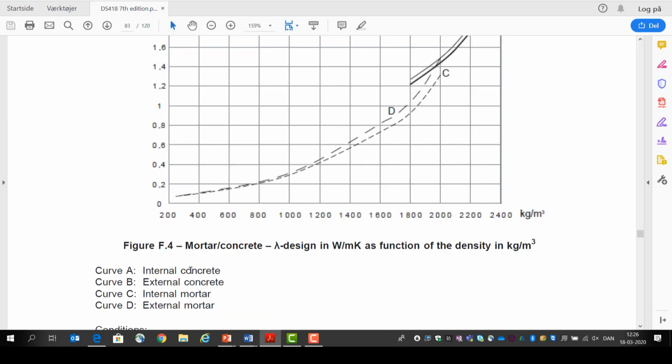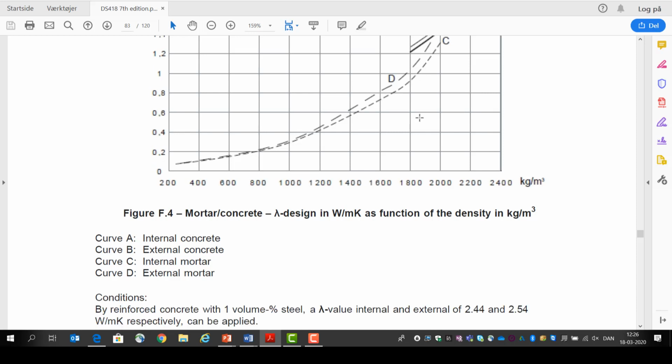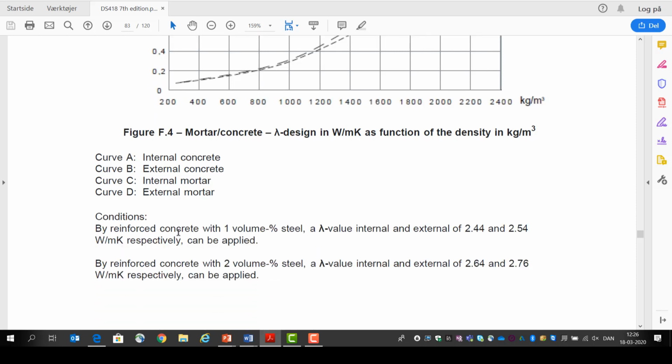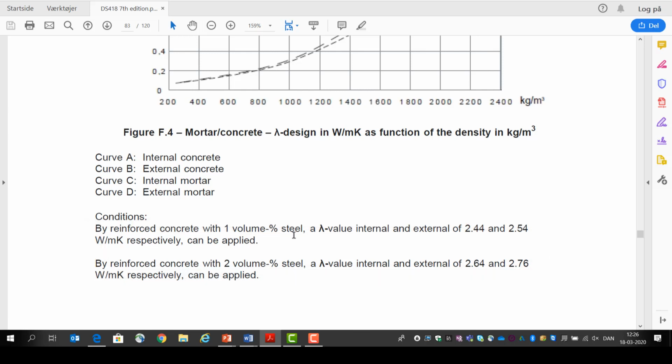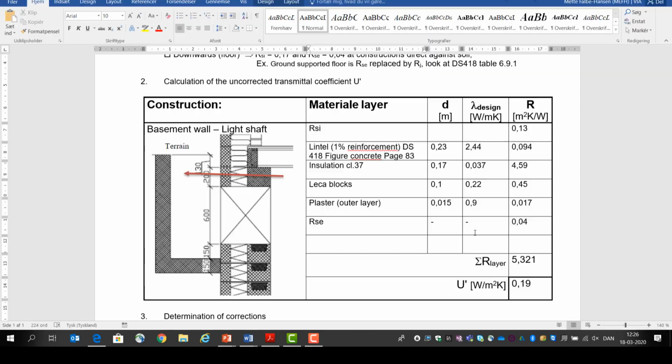And here we have concrete. And we have the curves. We have to remember that when it's reinforced, we look down here under conditions. And we have reinforced concrete with 1 volume percent steel. And that's what we have in the lintel. Then internal is 2.44 and external is 2.54. So we are internal. So if we go here, it's 2.44. And we get the resistance by taking the dimension divided by the lambda value.